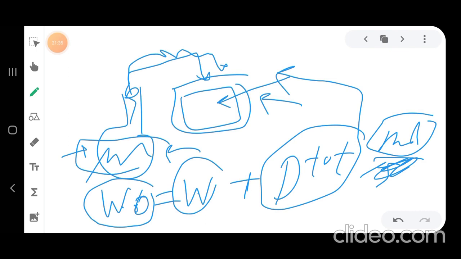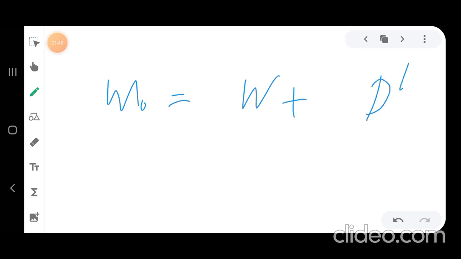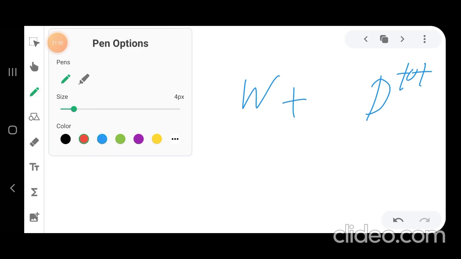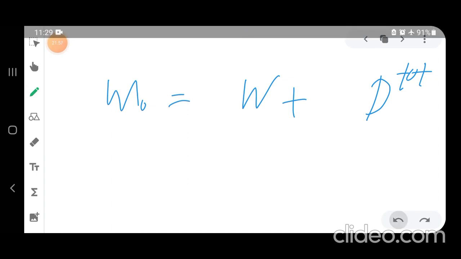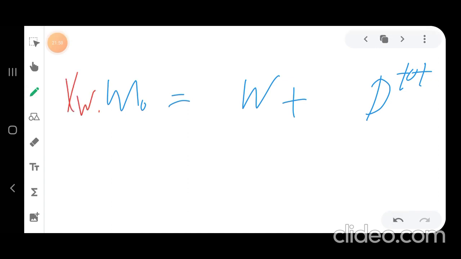Also, this is for the overall balance. If you do a component material balance, you multiply each side by the composition. You know this equation, right? W naught plus D total. Now let's multiply, in other words, we are doing a material balance for components. So it will be x W naught, x W, then x D.